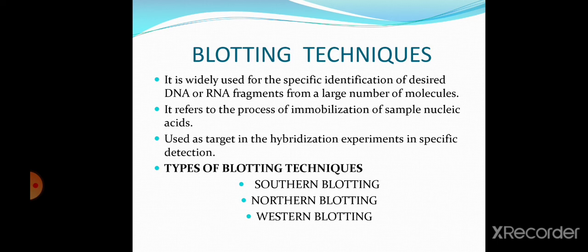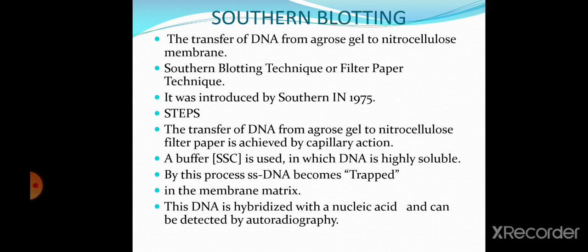Let us learn the different types of blotting techniques. There are 3 different types: southern blotting, northern blotting and western blotting. What is southern blotting? Southern blotting refers to the transfer of DNA from the agarose gel to a nitrocellulose membrane. Now let us see in detail.